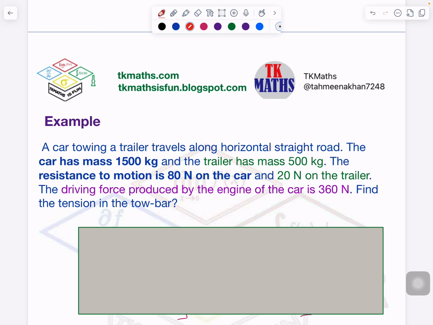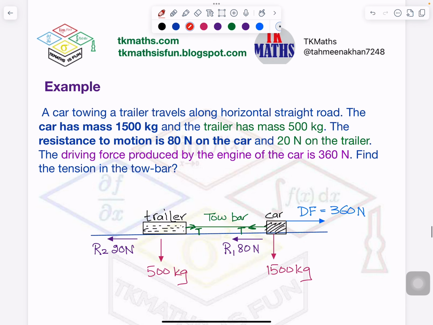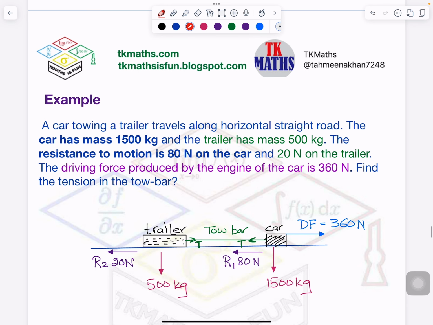Whenever you get a question in M1, always sketch roughly, write all the forces in it, then the chances are that you will not make mistake. Some people are very sharp, they can do it mentally. Choice is yours, but it's better that you sketch it roughly. So I have done it here.